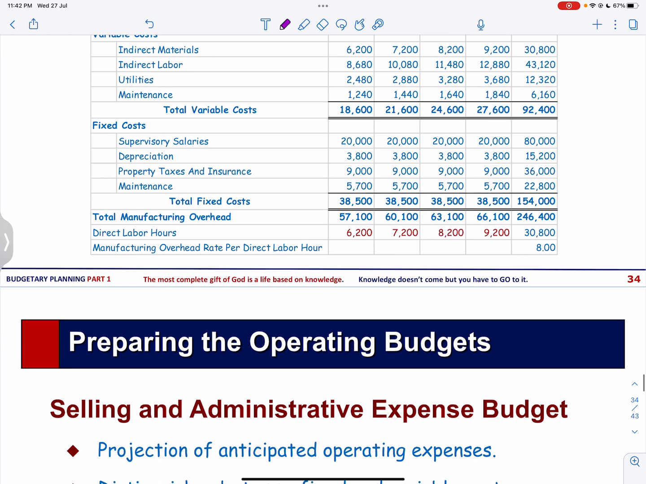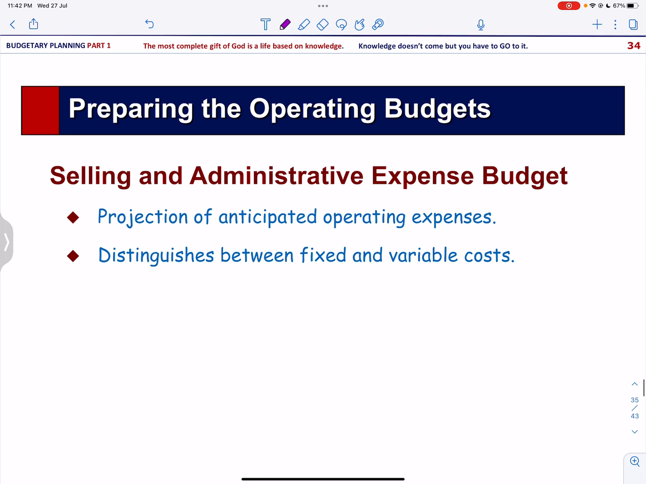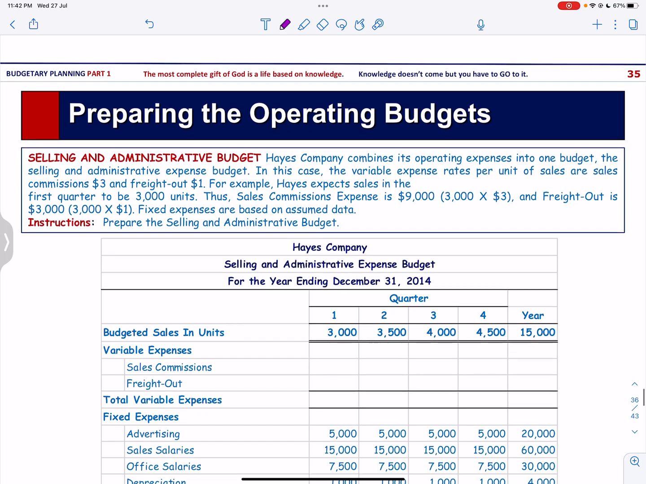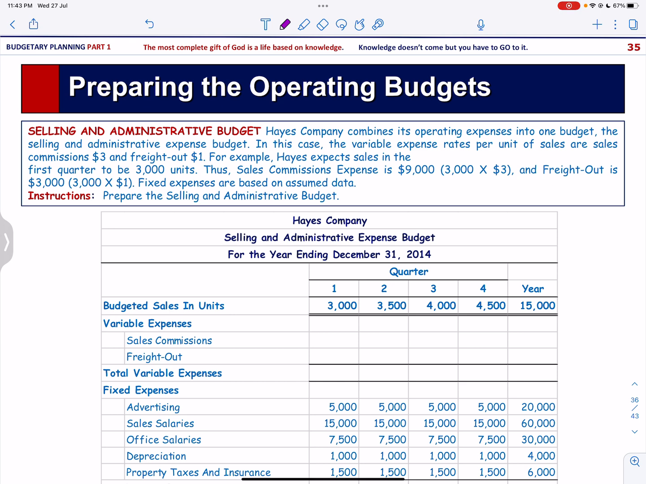And finally, we will talk about selling and administrative expense budget. Now, selling and administrative expense budget makes projection of anticipated operating expenses and distinguishes between fixed and variable cost. And again, we are going to solve an illustration on selling and administrative expense budget. Now, Hayes Company combines its operating expenses into one budget.